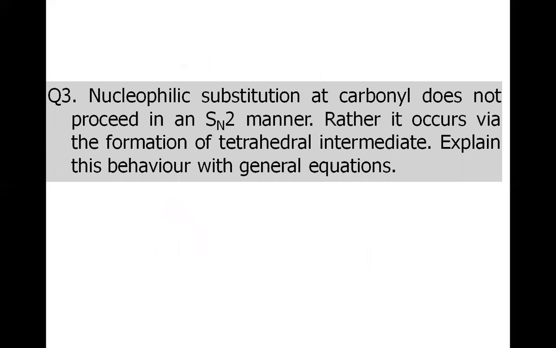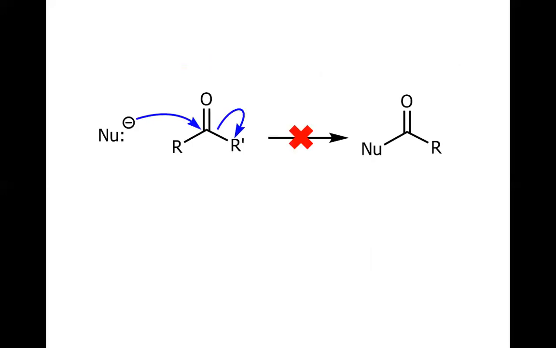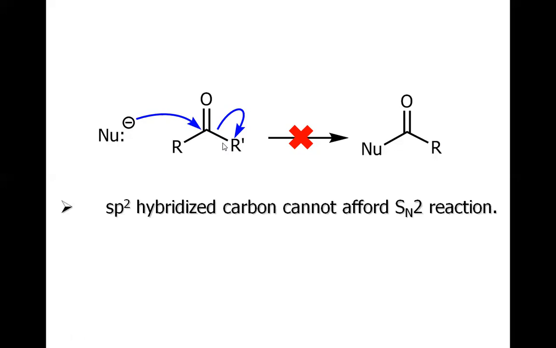Question 3 was about nucleophilic substitution. It says nucleophilic substitution at carbonyl does not proceed in an SN2 manner; rather, it occurs via the formation of a tetrahedral intermediate. Explain this behavior with general equations. Basically, they are saying that this type of reaction, which is being shown here, does not occur, because when the nucleophile attacks this carbon, this R prime cannot leave in a simple manner. The answer is very obvious: this carbon which is being attacked is sp2 in nature, and we know that an sp2 hybridized carbon cannot afford SN2 substitution.